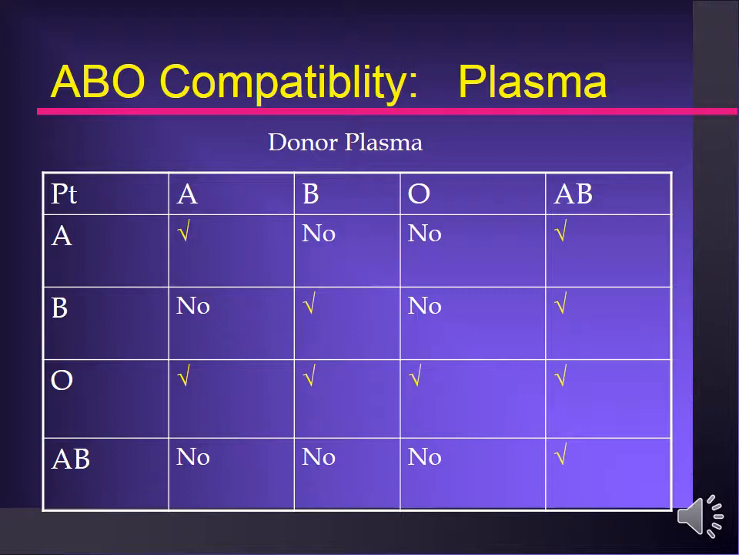Note that an O patient can receive plasma of every type, and that is because there are no ABO antigens on the O red cells of the patient. AB patients can only receive AB plasma.